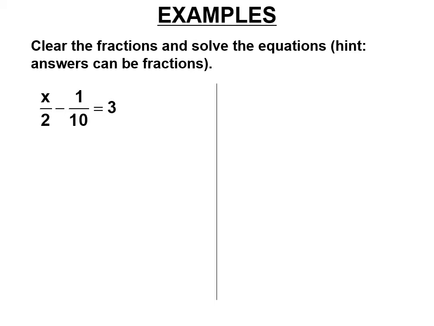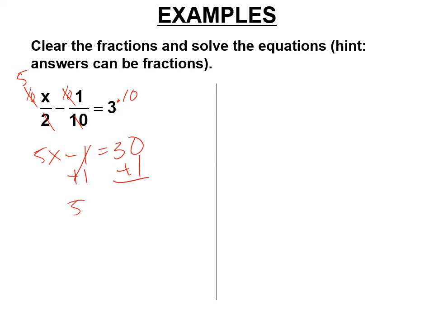Now, so we're going to clear 2 and 10. Now, you could use 20, but the truth is the least common multiple is 10. And remember, you got to multiply the 3 times the 10. So that becomes 5x. That's minus 1, and that becomes 30. The only mistake usually on tests and stuff is right there. You forget to multiply the entire side, even when they don't have a fraction.